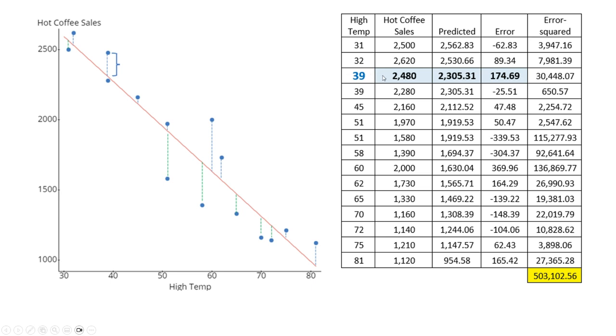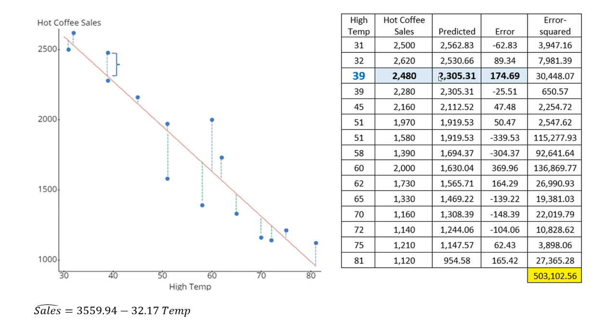So on that day, they saw $2,480 in sales. Now, I want to show you how this column predicted came about. So let's look under the graph. There's our equation that we talked about earlier, the line of best fit. And what I'm going to do to predict the sales on that day, I'm going to use the least squares regression line, or the line of best fit.